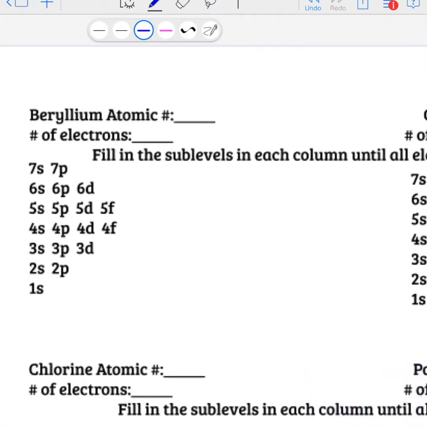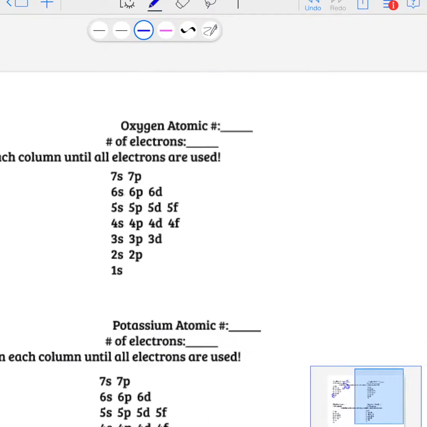Okay, let's do another one. Beryllium is number 4, so it has 4. We'll start here. So 1s2. We need to keep going to get to 4. So I can say 2s2. 2 plus 2 is 4. So I'm done.